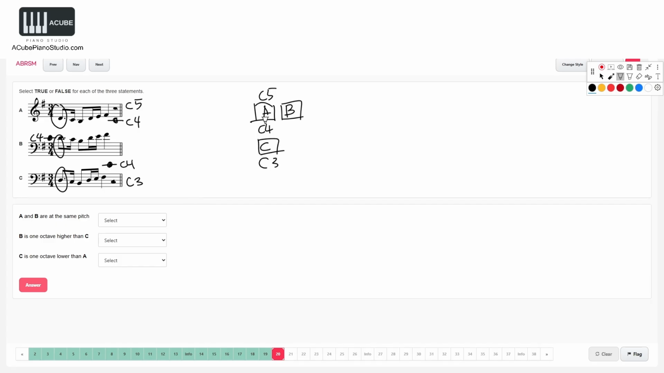So if you look at this, one look at this, you know that from our working, A and B are of the same pitch. So the first one is true. B is one octave higher than C. It is true because this is one octave higher. C is one octave lower than A, which is also true. So all of them are true.